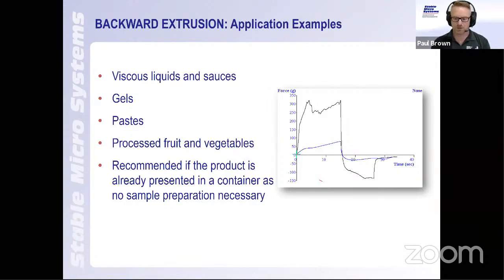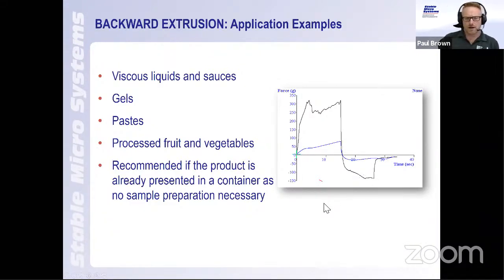This is a typical type of graph that we'd expect to see. Again, nothing new here for you to see in that it's a force time graph. What we're seeing is the piston going into the product and pushing further into the product, then coming out of the product and looking at how the product flows once the piston is removed from the product. How is the product flowing afterwards?